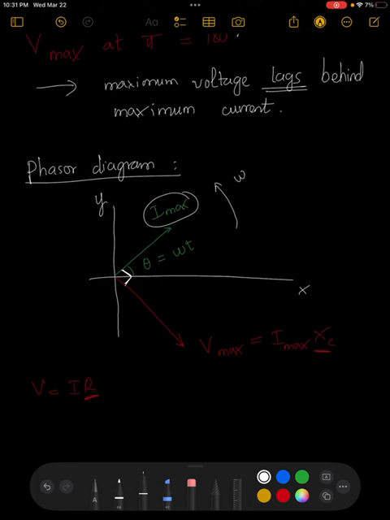The phasor rotates in a counterclockwise direction about the origin. So this is counterclockwise direction. And the voltage phasor lags behind the current phasor by 90 degrees. So we can see this is a 90 degree square angle. The voltage phasor lags behind the current phasor by 90 degrees, which means that the voltage is 90 degrees clockwise from the direction of the current. So voltage lags behind maximum current.